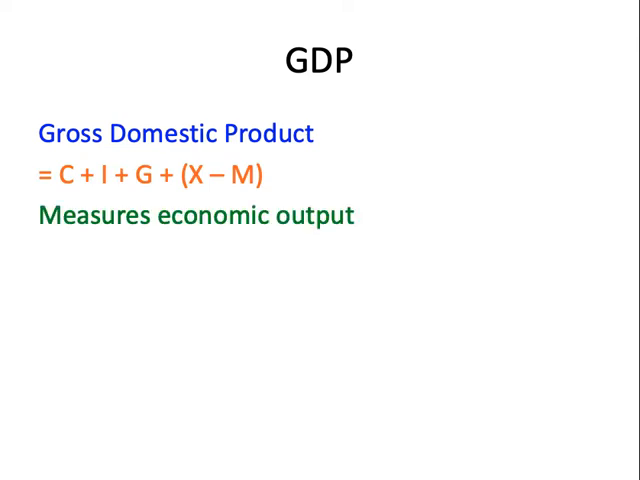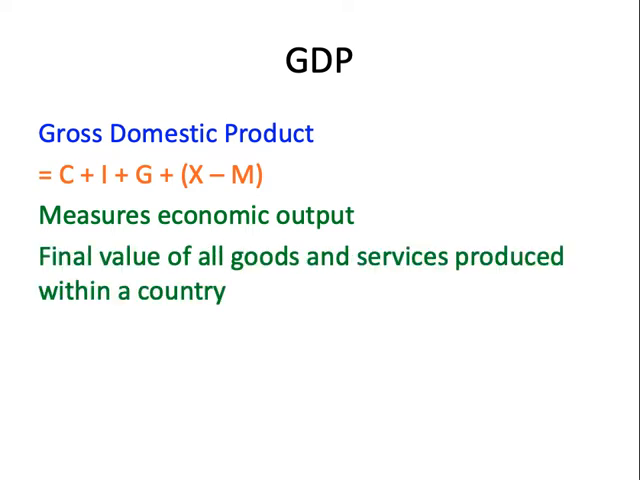Gross domestic product equals consumer spending, investment spending in capital investment, government spending, and exports minus imports. It measures the economic activity of a nation. Again, as a reminder, we talked about this in Unit 3. It only measures the final value of all goods and services produced within a country. It only measures the final output, not double counting the factors of production, like selling the coffee beans to the coffee wholesaler who sells it to the coffee retailer. It's only the final value.